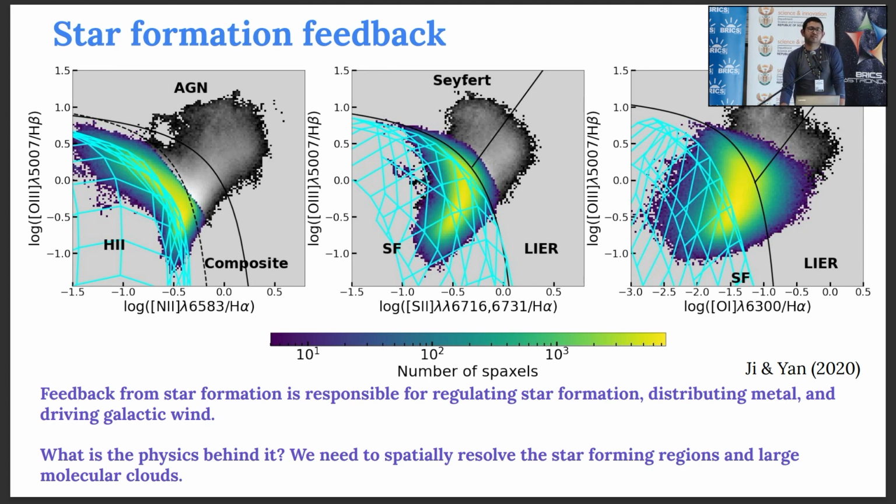They're looking at MaNGA data, which has a spatial resolution of about a kiloparsec to 2 kiloparsec. Within that, there could be at least 2 to 3 star-forming regions. And even within each star-forming region, there are several molecular clouds, some giant molecular clouds. Unless we probe those at small spatial resolution, we cannot understand what's going on in individual star-forming regions. So we really need to spatially resolve individual star-forming regions very well.